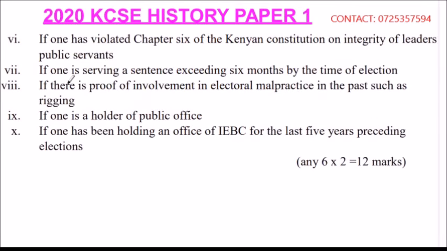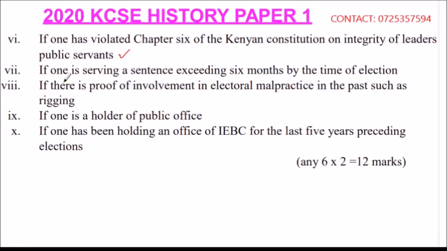The other one, number 6, is if one has violated Chapter 6 of the Kenya Constitution on integrity of leaders and public servants. So if you have violated that part of the Constitution, Chapter 6, you are considered a person who is of no good integrity.